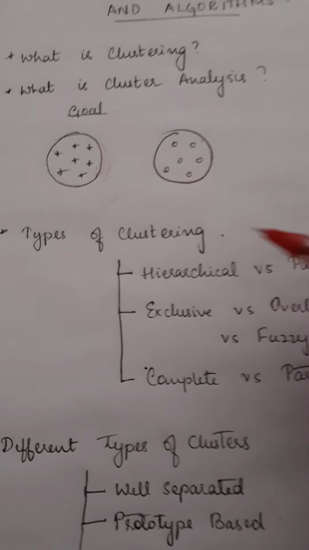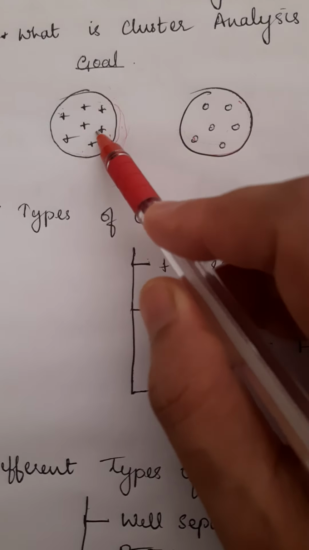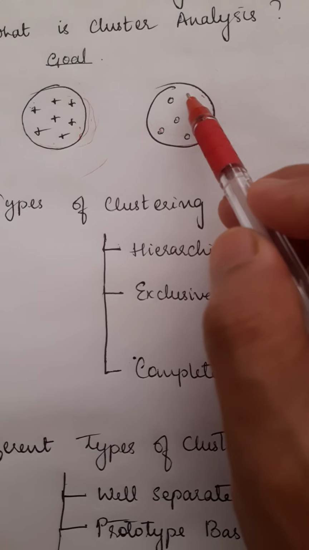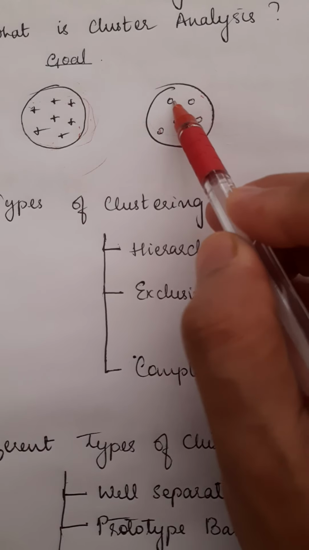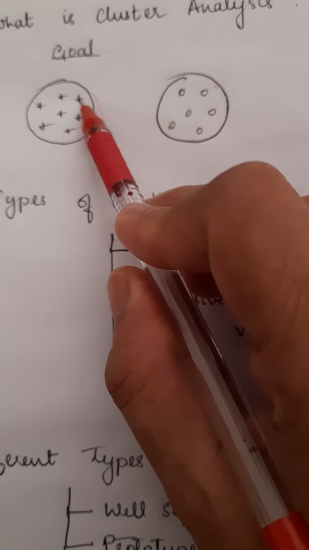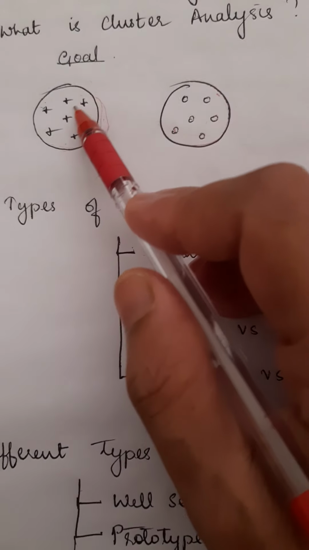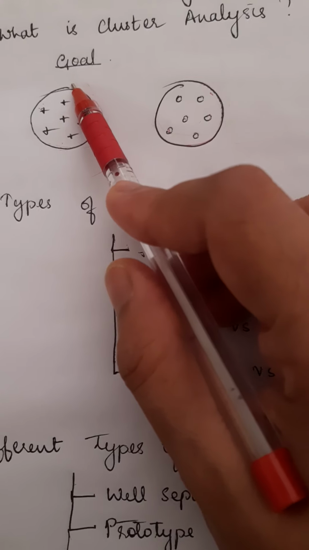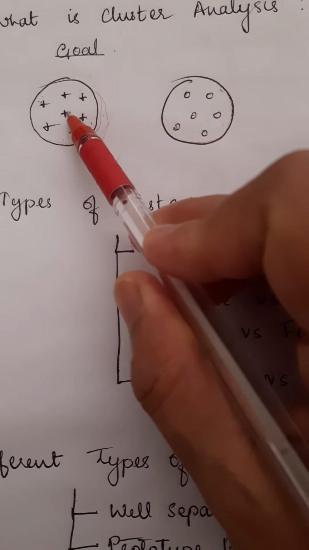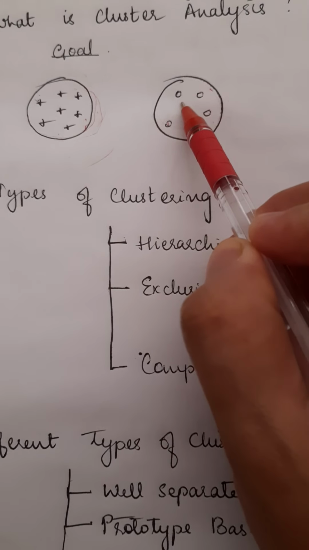For instance, I have two groups over here. You can see there is one circle which contains all plus symbols, and another circle which contains all circle symbols. All the circle symbols are closer to one another than when you compare a circle with a plus symbol. That is why we put them in one cluster. All these circle symbols in one cluster, all these plus symbols in one cluster. This is what we call clustering. They are similar to objects in the same group than to objects in the other group.